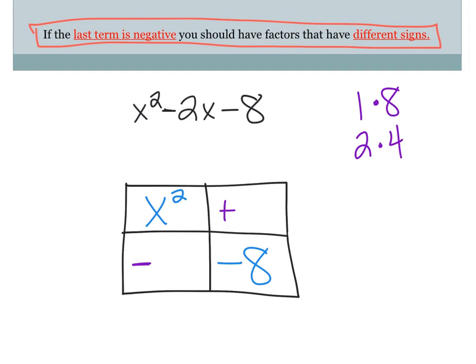However, we know that it has to add up to a negative 2. So we know that this first 1 times 8 is a no-go. Okay, but I know that there are different options for this 2 times 4. So I know that 2 times negative 4, or 2 plus negative 4, I'm sorry, is actually going to give me negative 2. Cool. So I'm going to go ahead and fill this in, 2 and a negative 4.